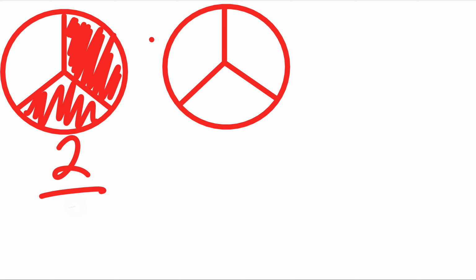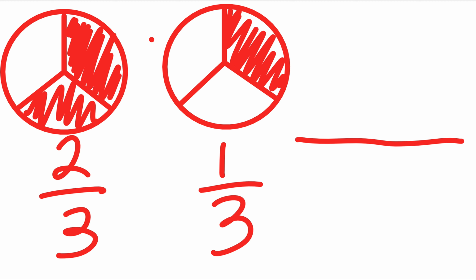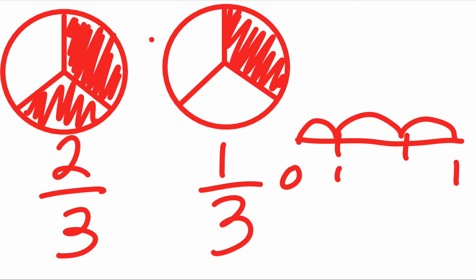Okay, so for 2/3, we have 1, 2. That's 2 out of these 3 sections. And then with this other one, we have a 1/3. That's 1 out of the 3 sections. You can also think about it in terms of a number line. If I'm going from 0 to 1, and I have 3 distinct sections, so I have 3 steps between 0 and 1, 3 equal steps. There's 1 step is 1/3, and 2 steps would be 2/3.